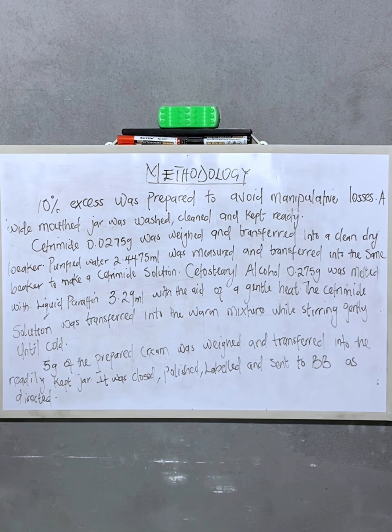Purified water 2.4475 ml was measured and transferred into the same beaker to make a cetrimide solution. Cetyl-stearyl alcohol 0.275 gram was melted with liquid paraffin 3.29 ml with the aid of a gentle heat. The cetrimide solution was transferred into the warm mixture while stirring gently until cold. 5 grams of the prepared cream was weighed and transferred into the readily kept jar. It was closed, polished, labeled, and sent to BB as directed.